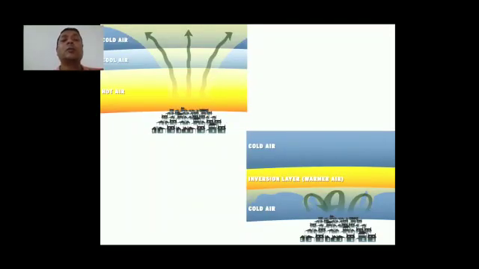Here we are talking about the inversion aloft. Generally, near the earth we see hot air, and when we go up, there is cool air and then cold air. But in the case of inversion aloft, near the surface there is cold air, then an inversion layer, in which there is warmer air, and again the cold air.